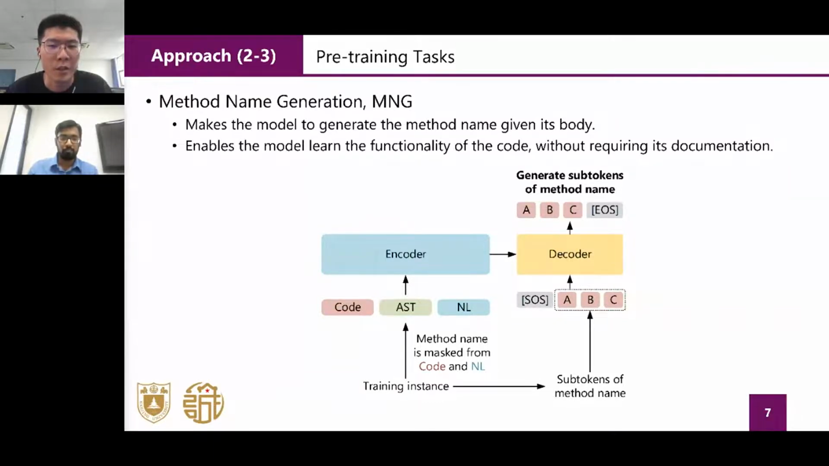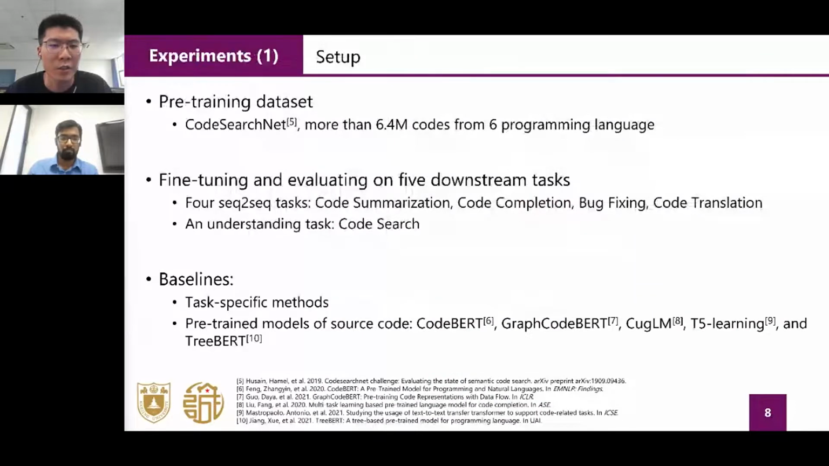As for the experiments, our pre-training dataset is CodeSearchNet, and we adopt 5 downstream tasks to evaluate our model, including 4 sequence-to-sequence tasks and 1 understanding task.